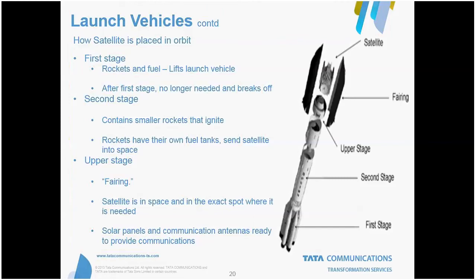Now the solar panels in and around the satellite get unfurled like a bird opening its wings and gets placed in the orbit. So now the satellite is ready to provide communication to the public.